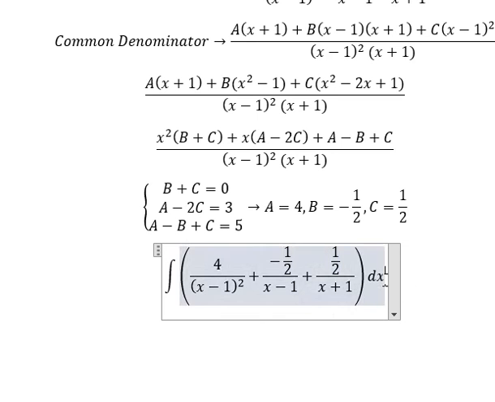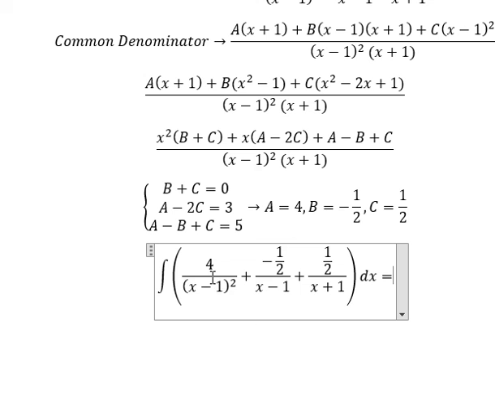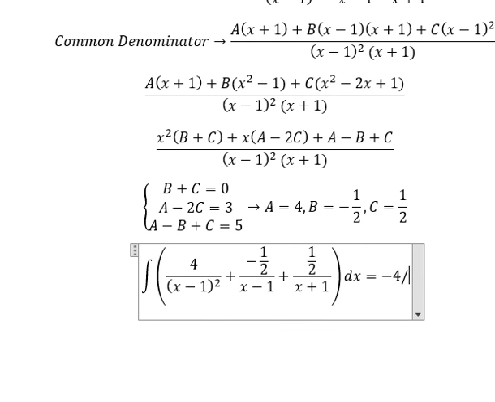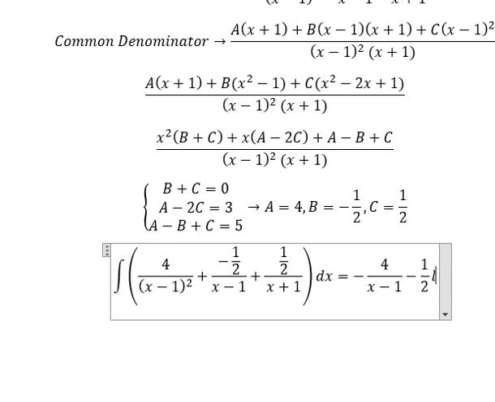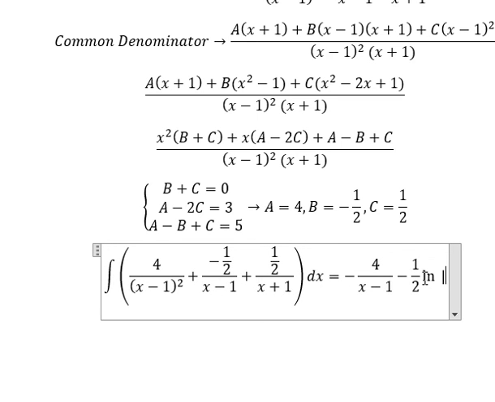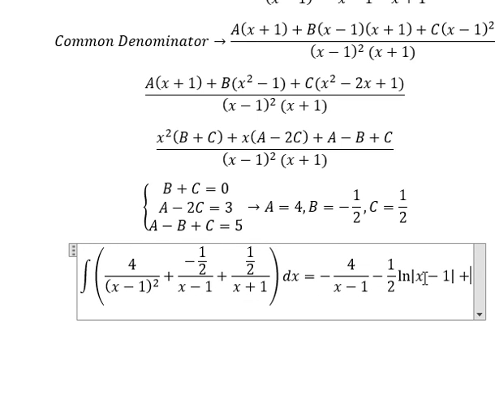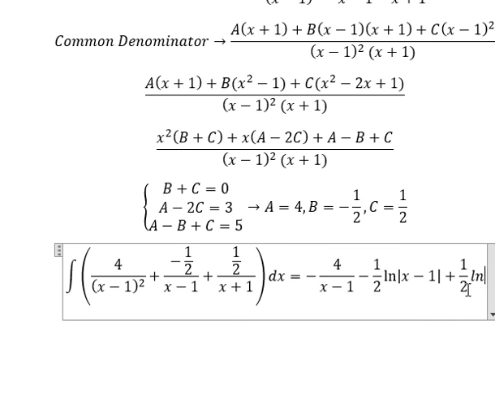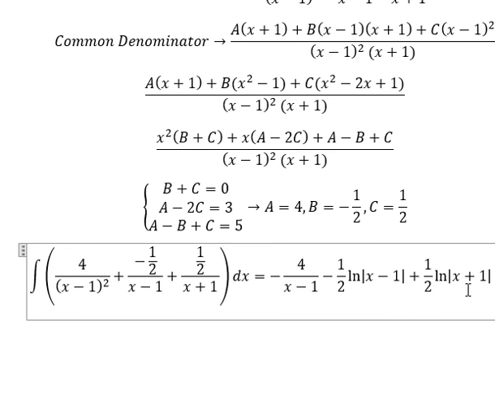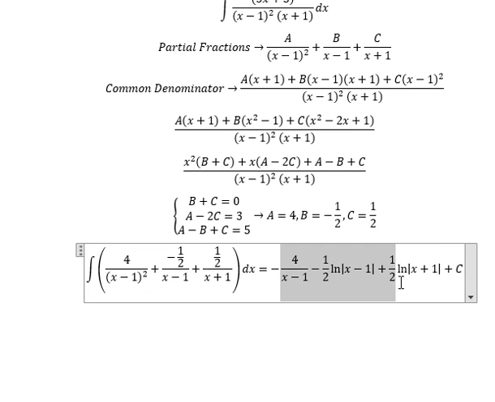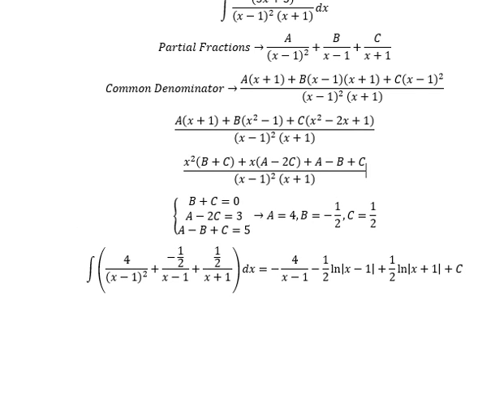And now we have the final answer. The integration of this one, we have negative number 4 over s minus 1. The integration of this one, we have negative 1 over 2 ln of the absolute value of s minus 1. The integration of this one, we have 1 over 2 ln of the absolute value of s plus 1, and we put plus c. And this is the final answer. This is the end.